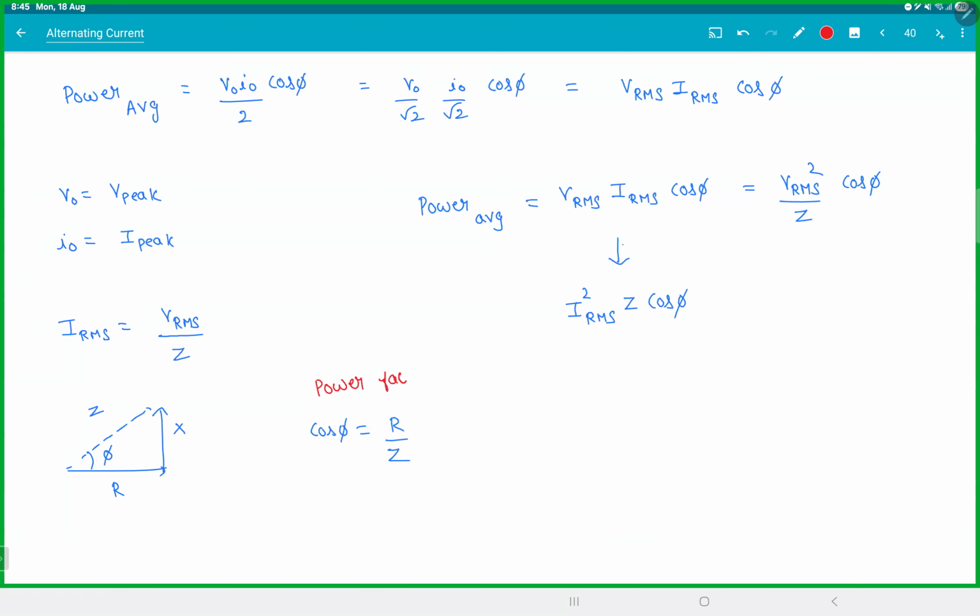Another important formula. This will become IRMS square into R. The normal formula which you know, isn't it? I square R. That's the best thing. So it looks like your DC formula. It will be easy to remember, I square R.